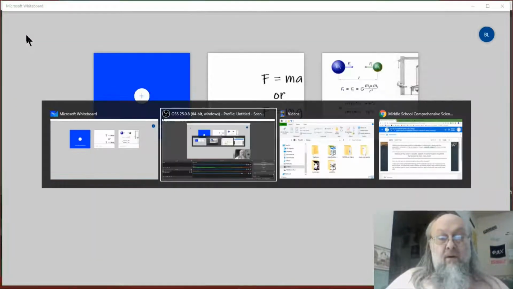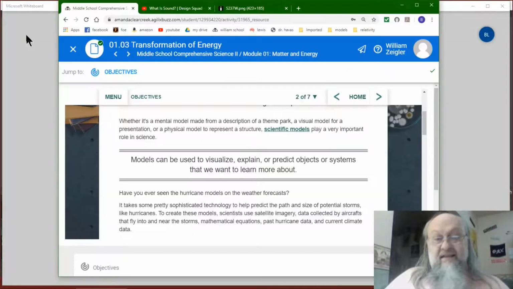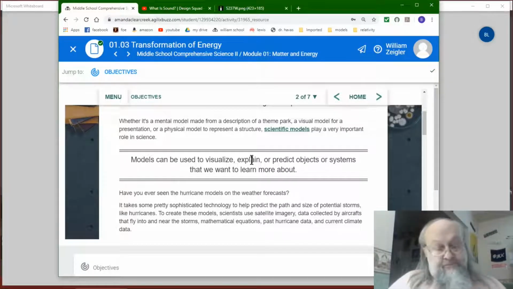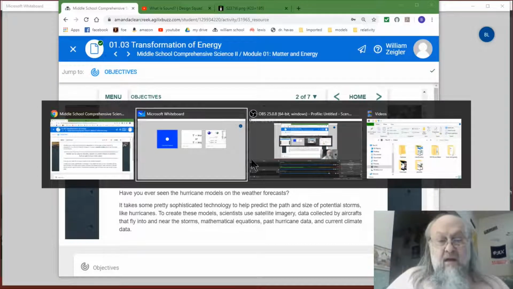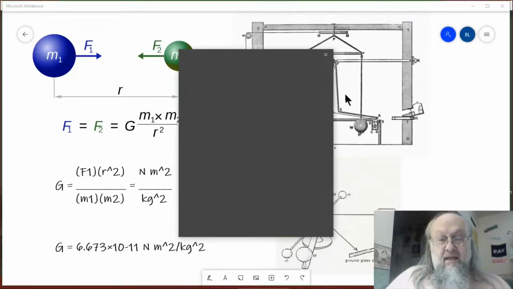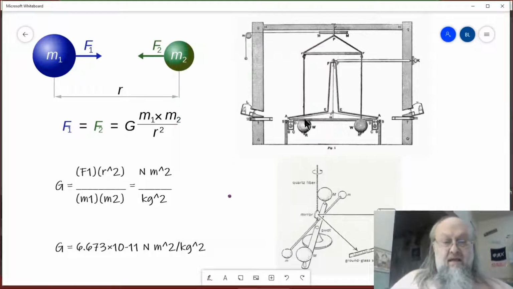Now, today, we want to get back and talk about models again. And like I said, I want to talk about gravity. And on that, we have another little formula.